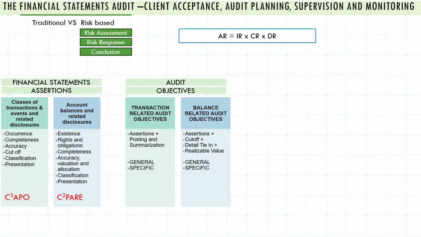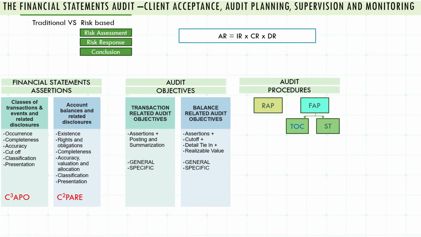And to the objectives, in order for the auditor to meet the objectives, the auditor must perform audit procedures. So in the case of audit procedures, we have either RAP or risk assessment procedures and FAP or further audit procedures. Further audit procedures are further categorized into tests of controls and substantive tests. And substantive tests are further categorized into substantive tests of details and substantive analytical procedures.